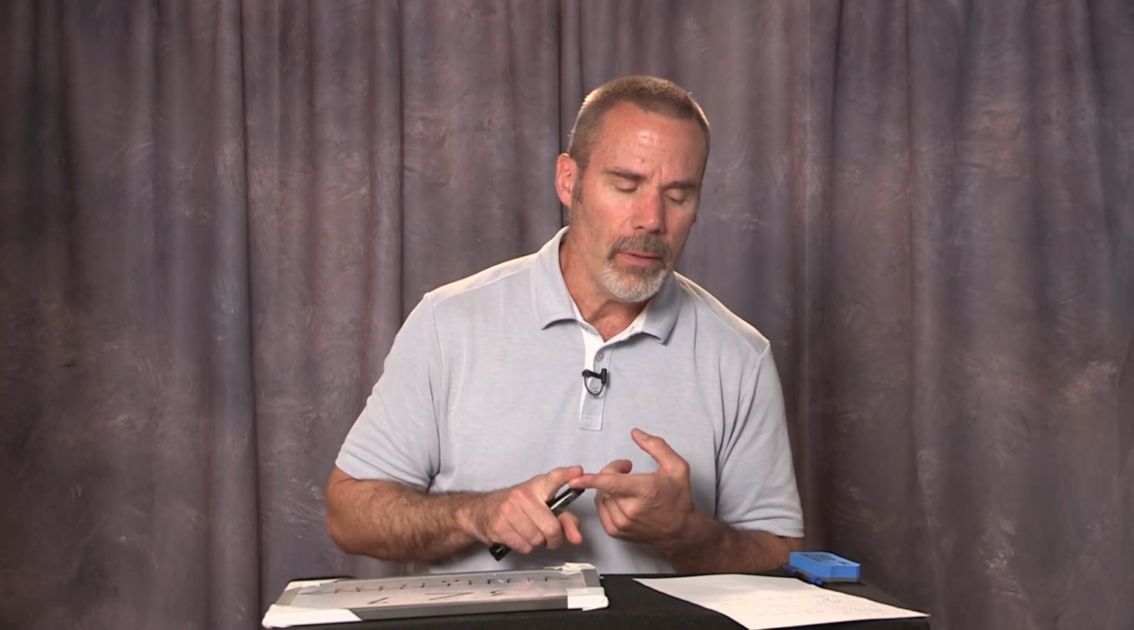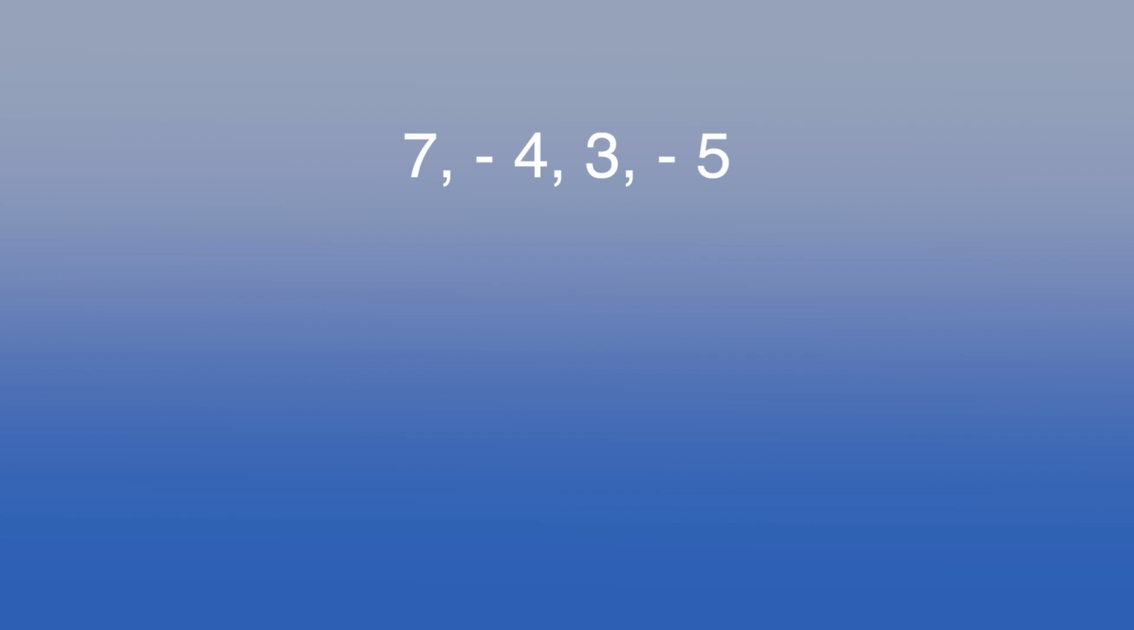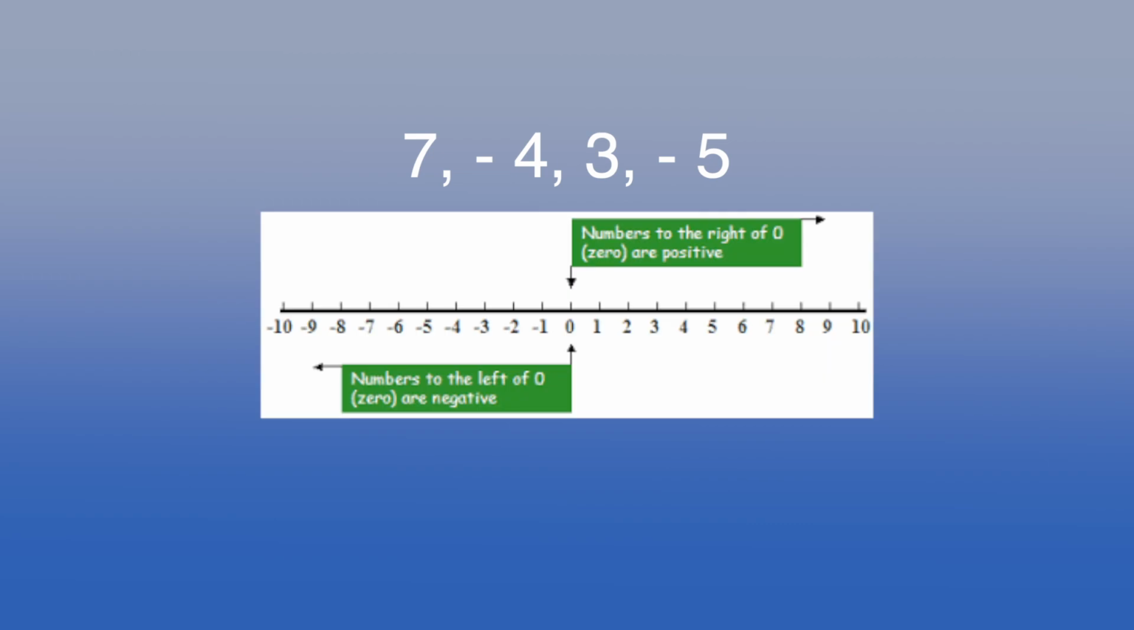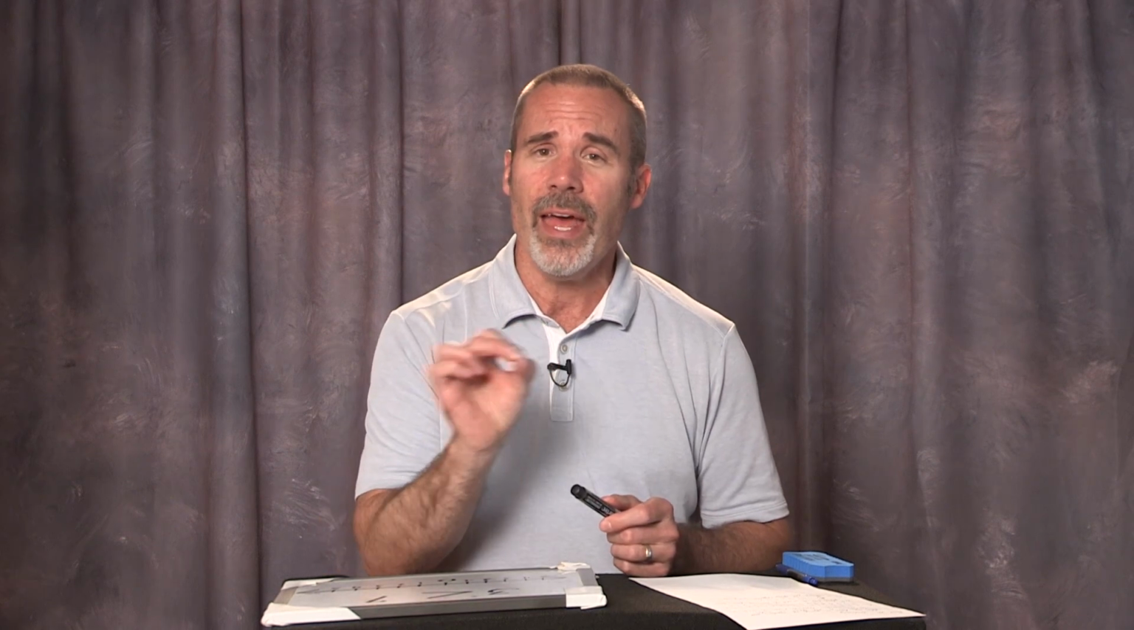Let's take the numbers 7, -4, 3, and -5. Go ahead and draw yourself a number line and then start plotting those numbers on the number line and see which one appears furthest to the left, and then plot the other numbers on that number line to determine the order from least to greatest. If you put them on that number line, in order from least to greatest, those numbers would be -5, -4, 3, and 7.